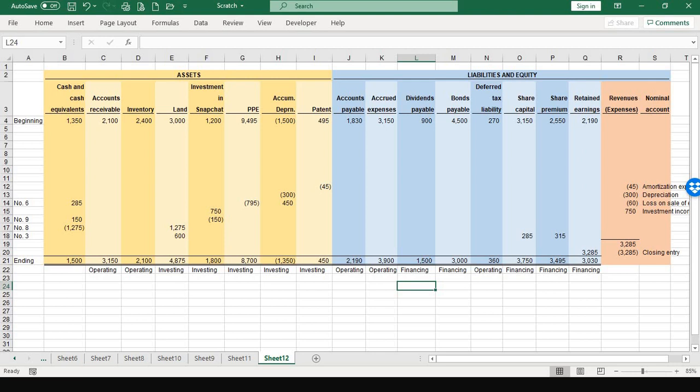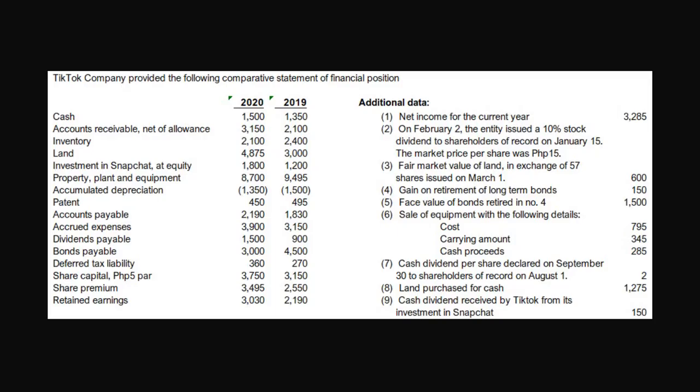So let's check if there is a transaction affecting the bonds payable. In additional data number 4 and number 5, there is a gain on retirement of long-term bonds for 150 pesos. And the face value of the bonds retired in number 4 is 1,500 pesos. So what is the entry to record the retirement of long-term bonds?